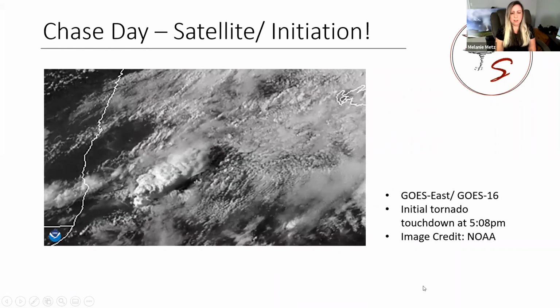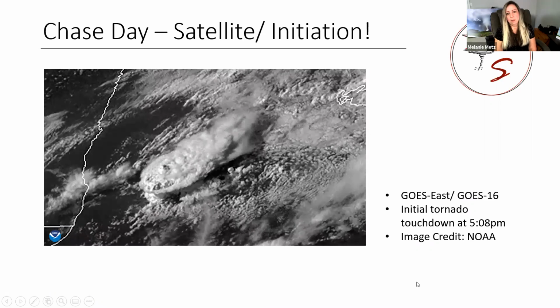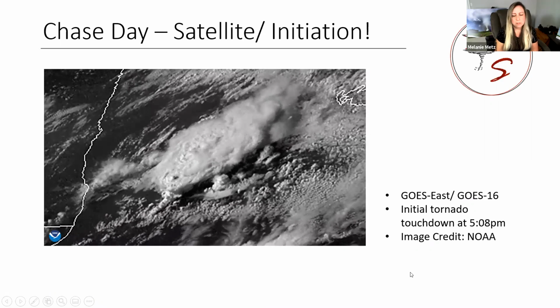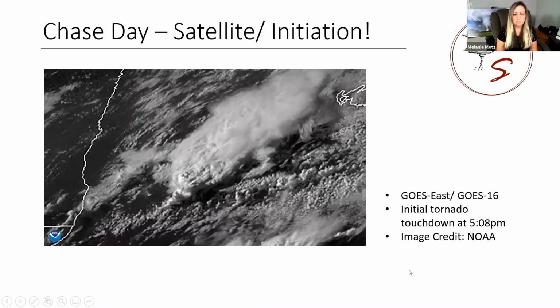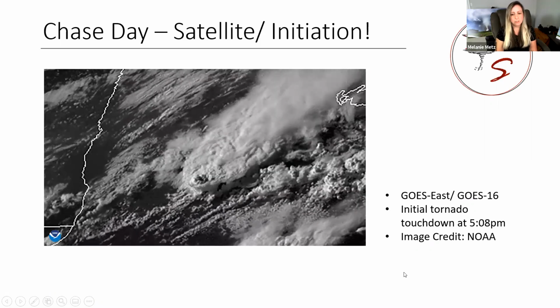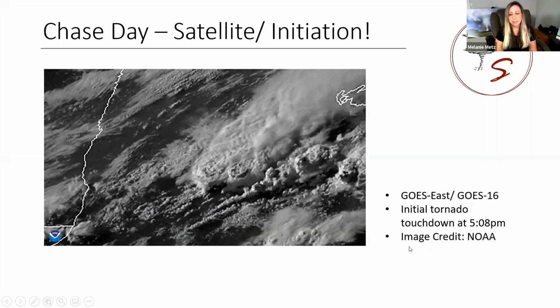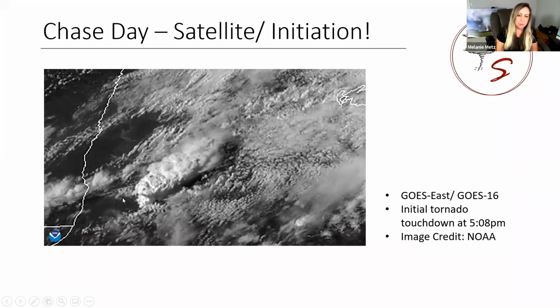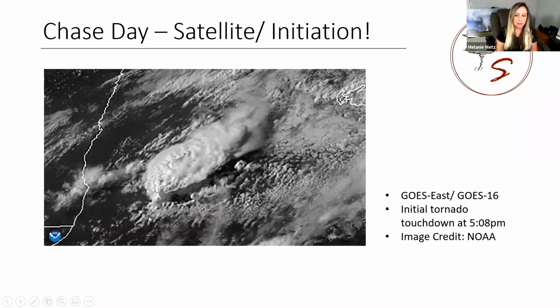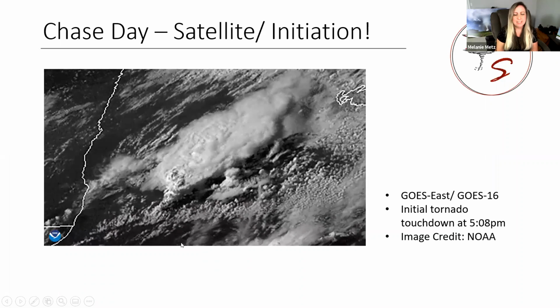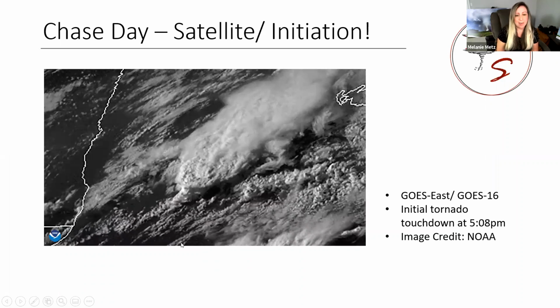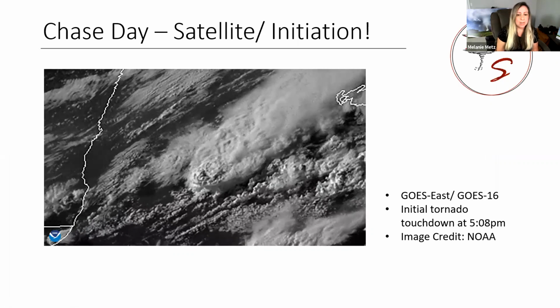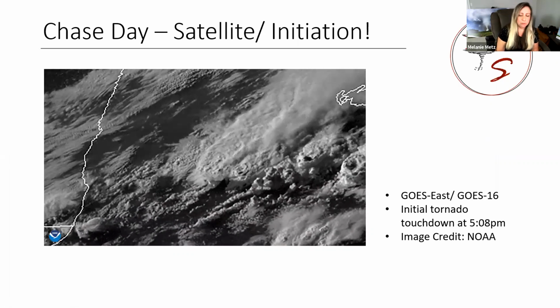Here's a nice satellite loop from NOAA. It was on their website page, and they encouraged people to download it as long as we give them credit. But it's a nice look at that storm going up, and this is why as a chaser we love to look at satellite, because models can give us an idea of what they think is going to happen based on the parameters, but what's really happening is most important.